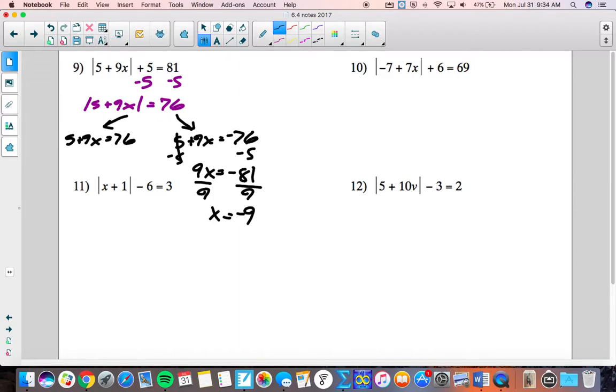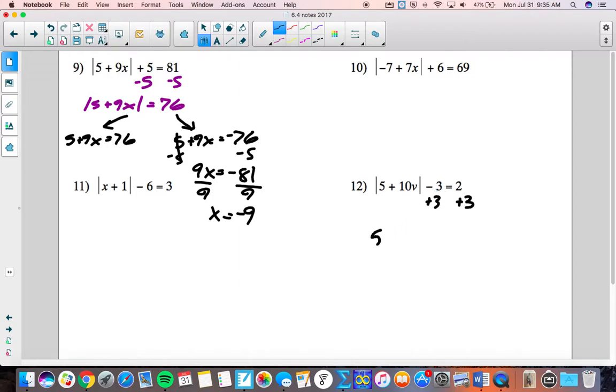Hey, it works! Good! Try this one out too. Plug it back in. You should get something that's equivalent as well. Boom, boom, boom. We'll do number 12. So just like all of these that you see on the screen here, notice there's something outside of the absolute value sign, so I need to undo that thing.